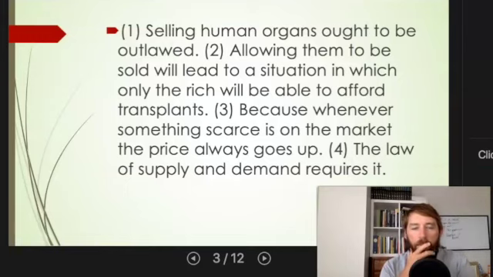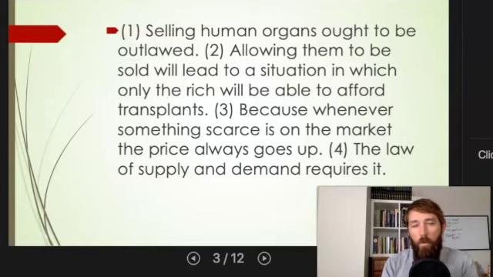So one way we can figure this out is to think about an individual premise, 2, 3, or 4, and think about whether or not it supports the conclusion. So think about 2 all by itself. Forget 3 and 4. Does allowing them to be sold leading to a situation in which only rich people will be able to afford transplants support the conclusion? Well, it kind of does. That's a reason that someone might think for believing 1. What about 3 all by itself? Whenever something scarce is on the market, the price goes up. Well, kind of. You might think that that leads to the conclusion.